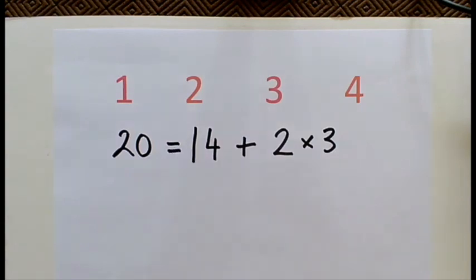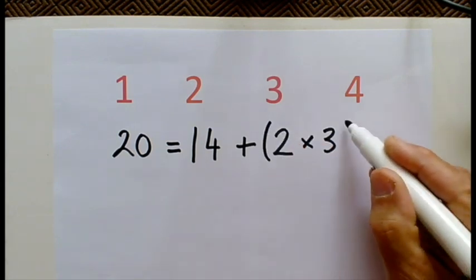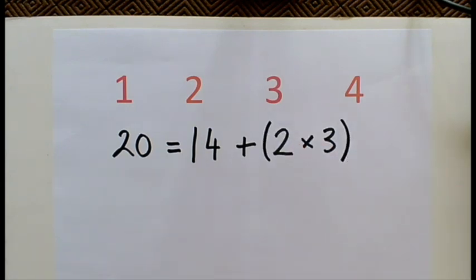But if you take the calculator on your phone or some other calculator and try and put this in, you might get 14 plus 2 is 16 times 3, and it will suddenly say 48. So to get this right, I need to put a bracket around the 2 and the 3. 14 plus 2 times 3 is certainly 20.